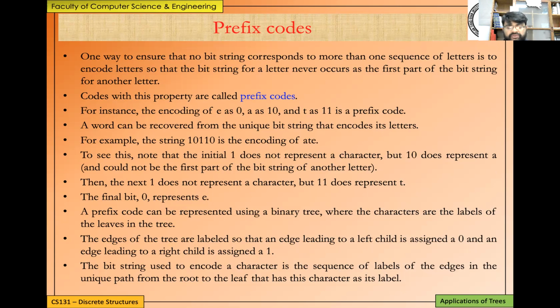A prefix code can be represented using a binary tree, where the characters are the labels of the leaves in the tree. So this is where prefix codes and binary trees come together. You can label each leaf with a character. The edges of the tree are labeled so that an edge leading to a left child is assigned a 0, and an edge leading to a right child is assigned a 1. The bit string used to encode a character is the sequence of labels of the edges in the unique path from the root to the leaf that has this character as its label.